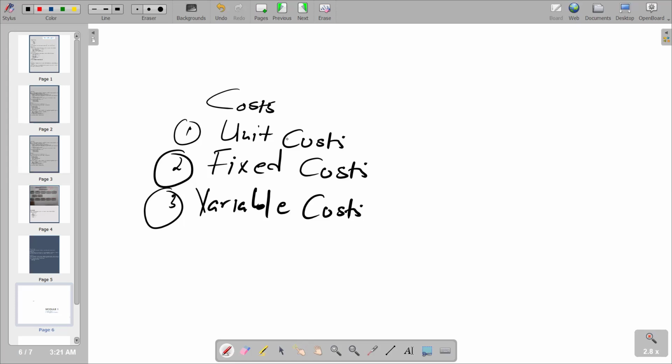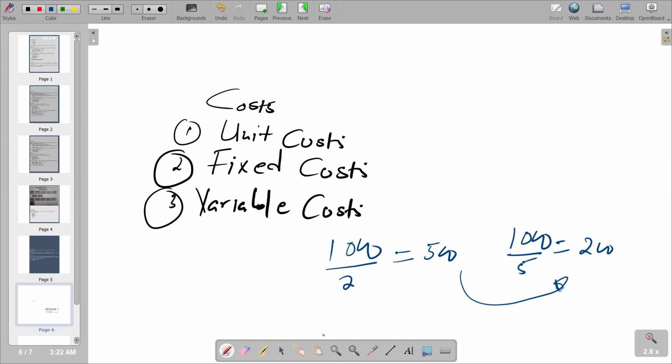For example, say we have a total of fixed costs of 1,000, and we only produced 2 units. You're going to see that the unit cost there is going to be 500, but if it's now 5 units, it's 1,000 over 5 units, and it is decreasing. So as the level of production increases, the fixed cost per unit will decrease.